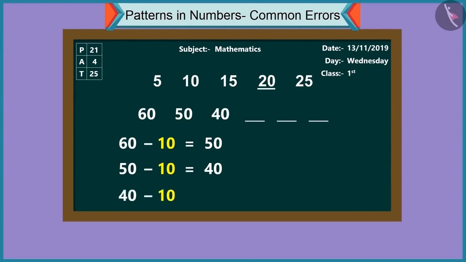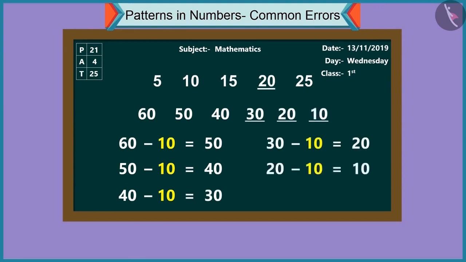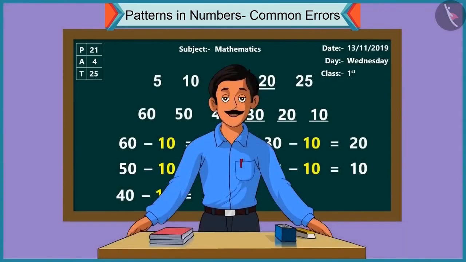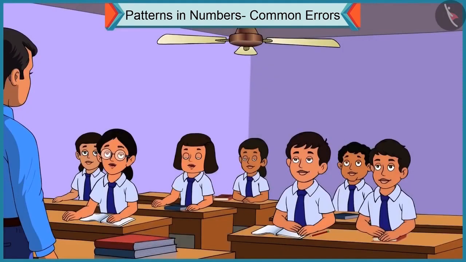Subtracting 10 from 40, we get 30. Subtracting 10 from 30, we get 20. Subtracting 10 from 20, we get 10. Absolutely correct. Children, you can see several number patterns like these. Okay, sir.